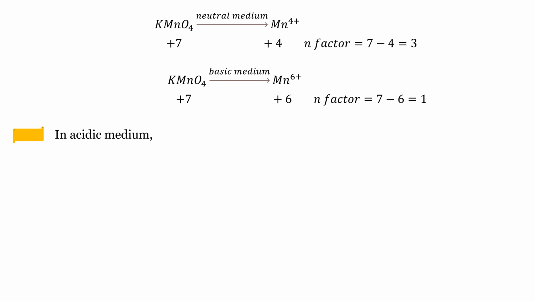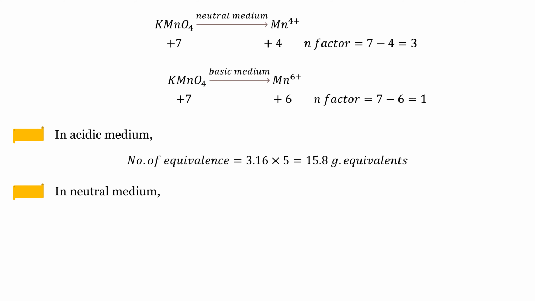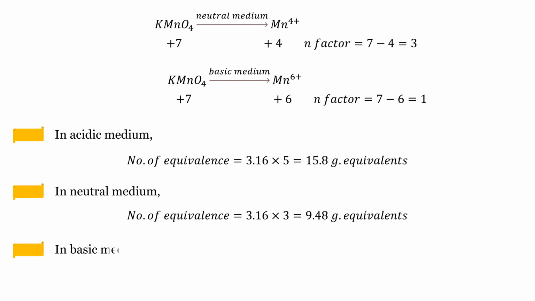Now in different mediums we can estimate the number of equivalents. In acidic medium, number of equivalents will be equal to number of moles times n factor, and it will become equal to 15.8 gram equivalents. In the same way we can find out the number of equivalents in the neutral medium, and it will come out as 9.48, and in the basic medium it will come out as 3.16 gram equivalents.